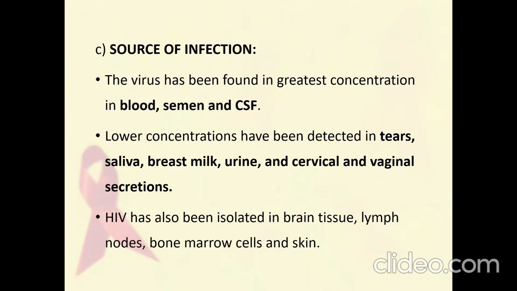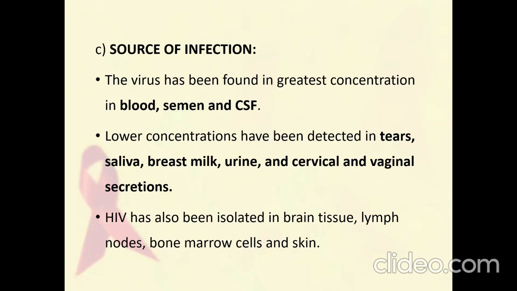Then the third one is the source of infection. The virus has been found in greatest concentration in blood, semen, and CSF. And lower concentrations have been detected in tears, saliva, breast milk, urine, cervical and vaginal secretions. HIV has also been isolated in brain tissue, lymph nodes, bone marrow cells, and skin. So what are the sources of infection? The virus has been found in greatest concentration in blood, semen, and CSF.